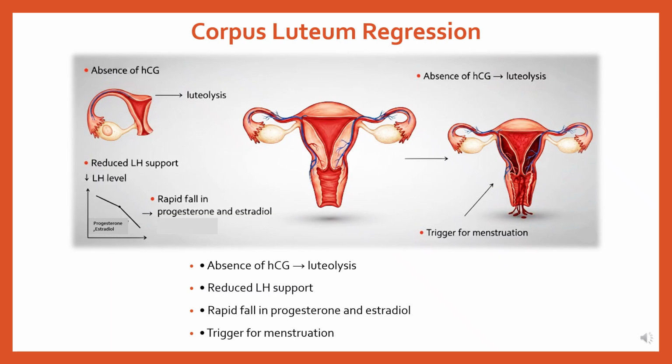In the absence of pregnancy, there is no hCG to maintain the corpus luteum. As a result, intrinsic luteolysis occurs, leading to a rapid decline in progesterone and estradiol levels. This hormonal withdrawal is abrupt and acts as a trigger for endometrial destabilization. Thus, luteal regression is the endocrine switch that initiates menstruation.